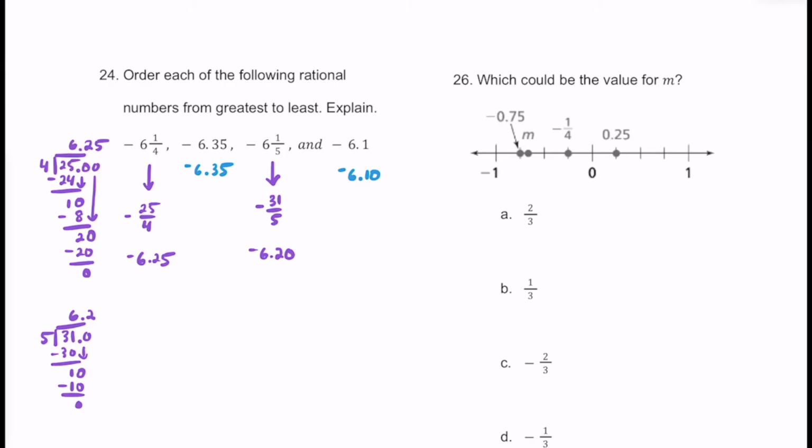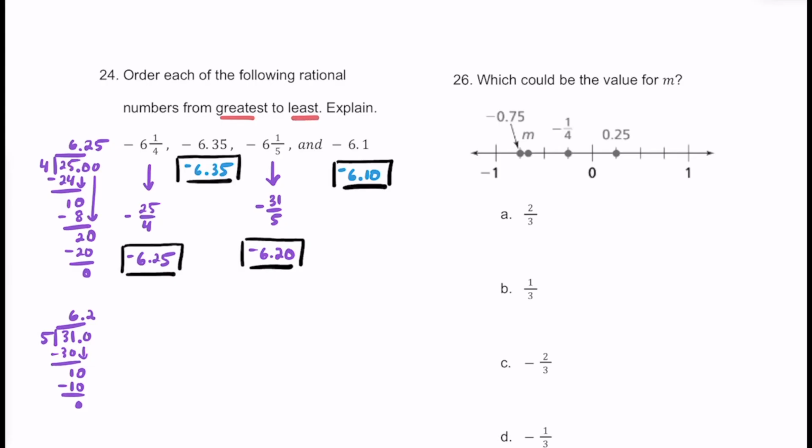But let's go ahead and just add a 0 so everything has the same decimal place values here. So we have a few decimals here. We have negative 6.25, we have negative 6.35, negative 6.20, and negative 6.10. Now they're all negative, so the one that's kind of the biggest negative is the smallest. Now notice how they're asking us to rank them from greatest to least.